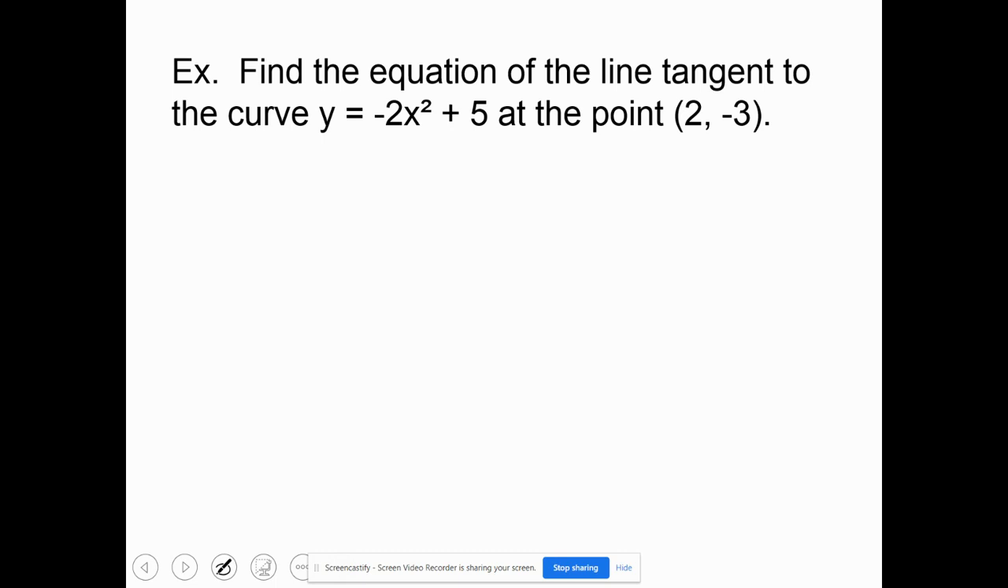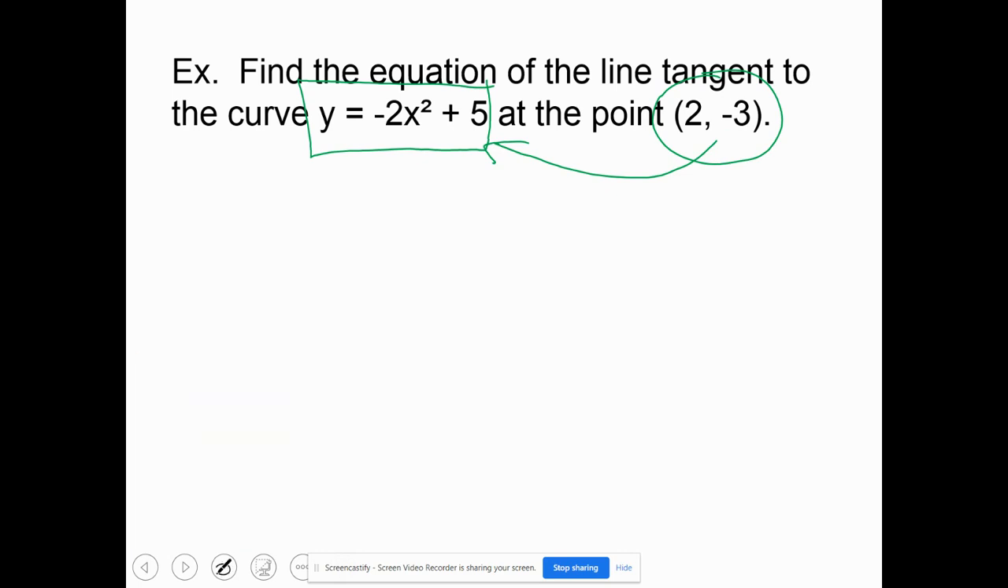So let's take an example. Find the equation of the line tangent to the curve y equals negative 2x squared plus 5 at the point (2, -3). Two equations to work with. This equation tells you y's. Now, if you notice, I don't need the y this time. I already told you that y is equal to negative 3. But if I didn't give you the negative 3, you can plug x equals 2 in there and come up with that.